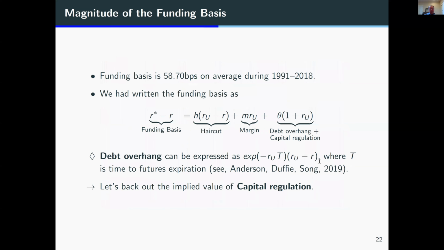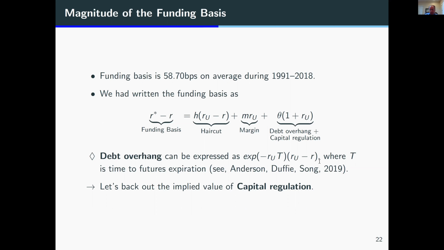So, let's talk a little bit about the properties of the funding basis. I want to argue that we can link it to some of these balance sheet usage costs I've been conjecturing. As I mentioned, it's about 60 basis points on average. With our simple model, we can decompose this into pieces. There's a part that's related to the haircut, which is H, and that's also going to be multiplied by the difference between the unsecured funding rate for the intermediary minus the secured funding rate, which is essentially the repo rate.